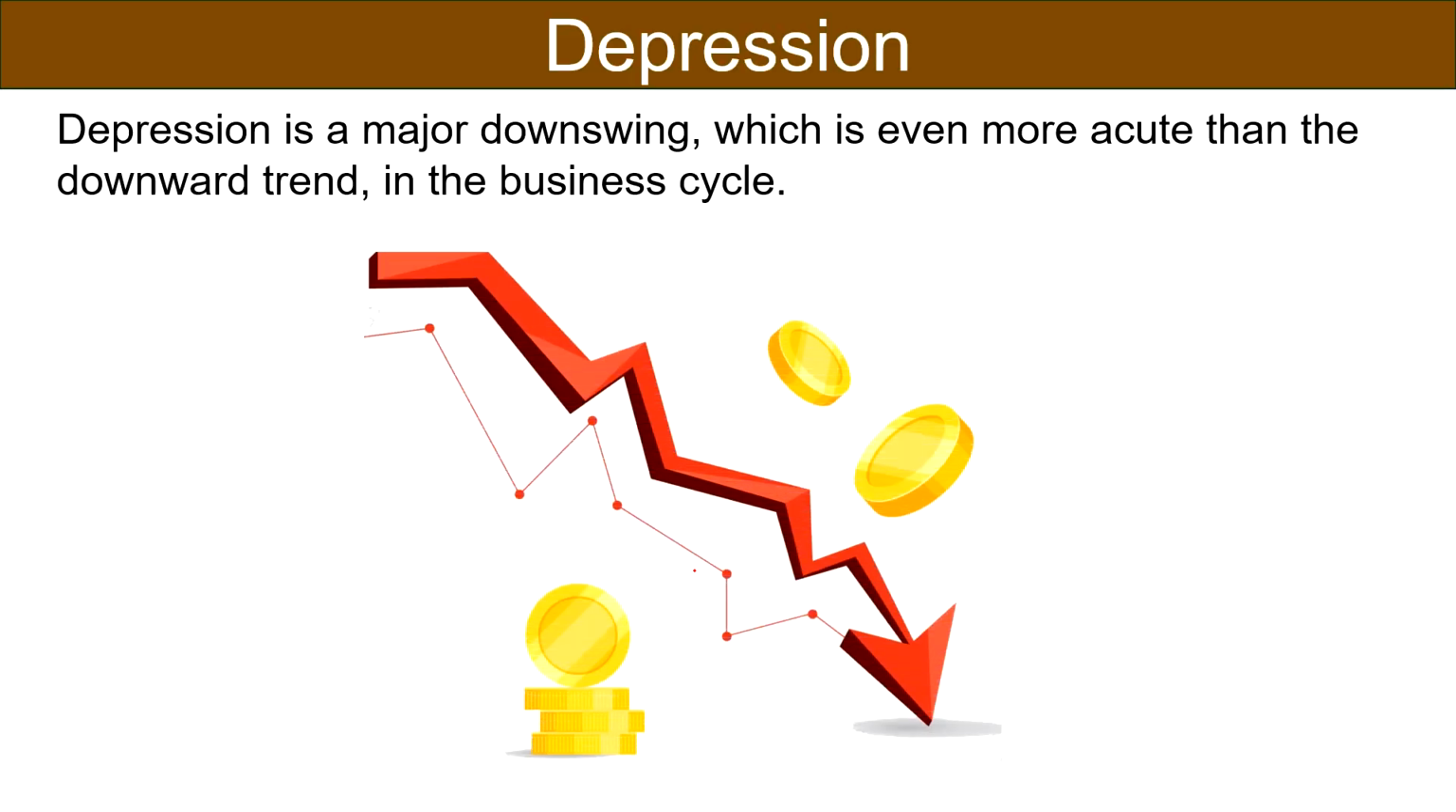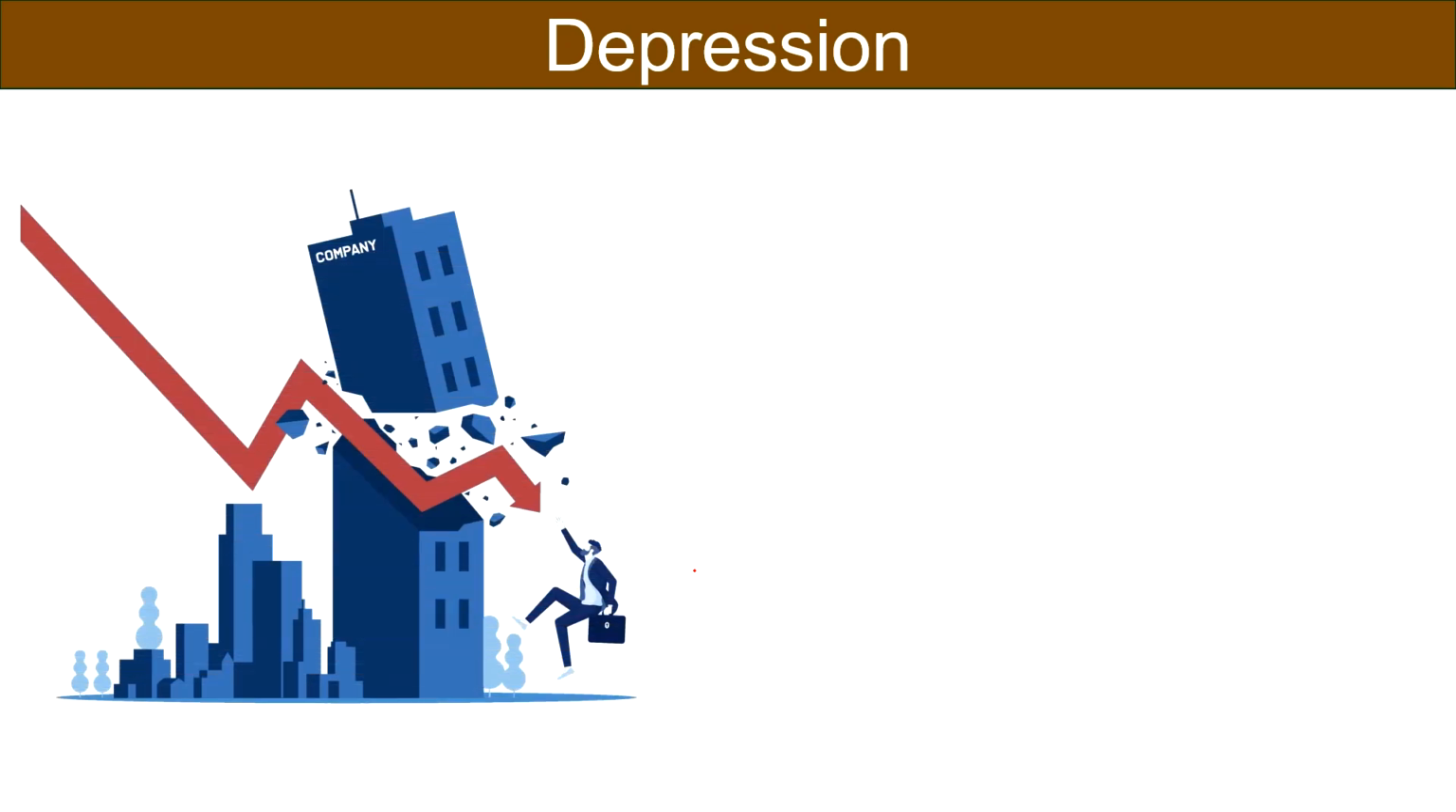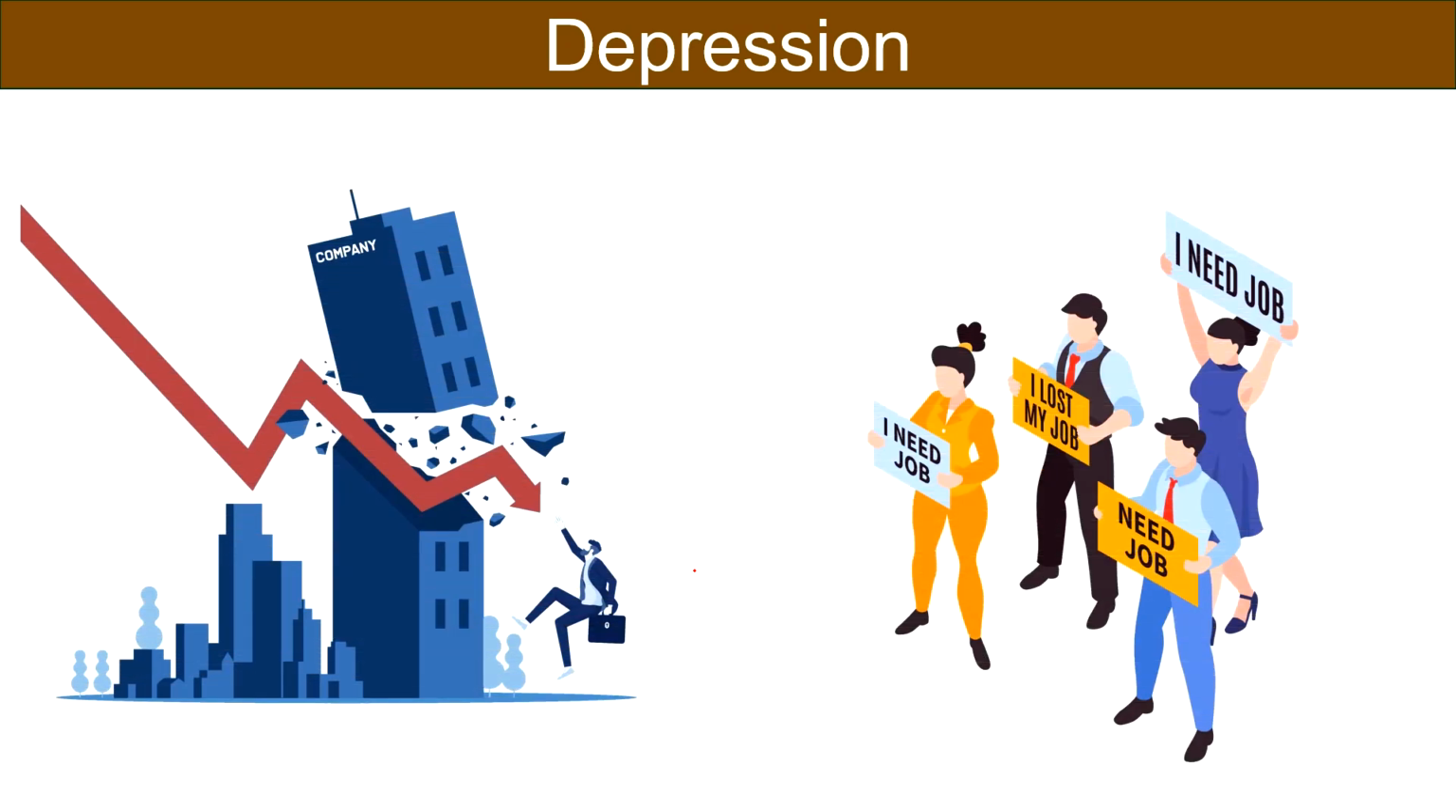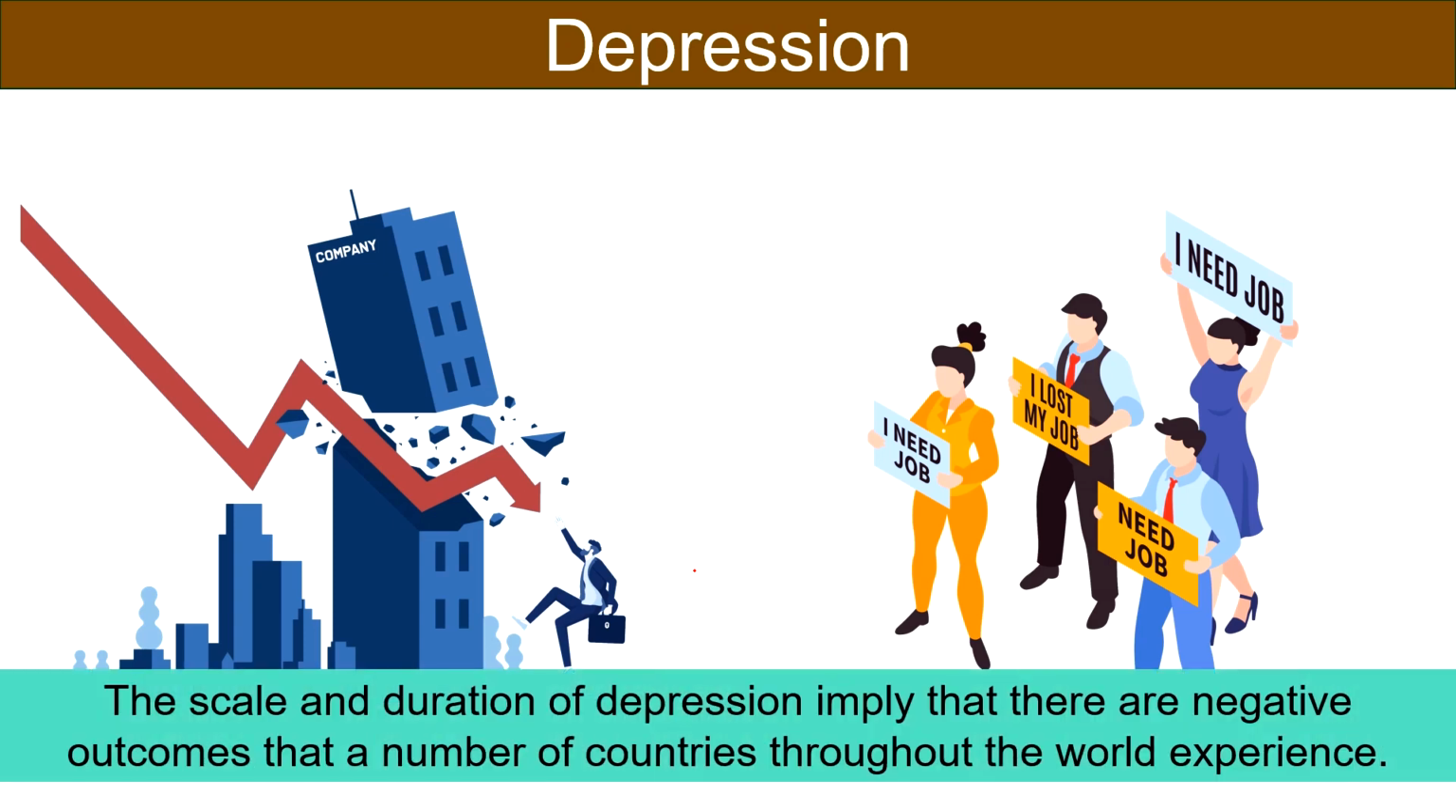Depression is a major downswing, which is even more acute than the downward trend in business cycle. We could also say that a depression is an extremely severe recession in which the decline in GDP exceeds 10%. In depression, periods of falling output and a high rate of unemployment persist for a number of years. Further, the scale and duration of depression imply that there are negative outcomes that a number of countries throughout the world experience.